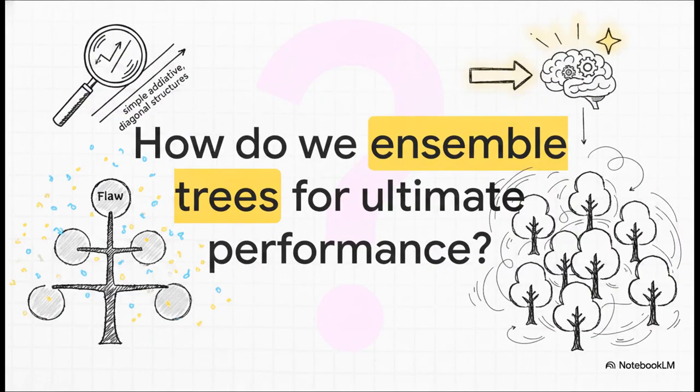Which leaves us with a totally fascinating puzzle. We have an algorithm that is lightning fast, highly interpretable, and excels at carving up complex nonlinear regions, but it's highly prone to overfitting and struggles immensely with simple additive diagonal structures. So if a single tree is this flawed, how might we combine or ensemble hundreds of these trees together to cancel out their weaknesses and build the ultimate predictive algorithm?